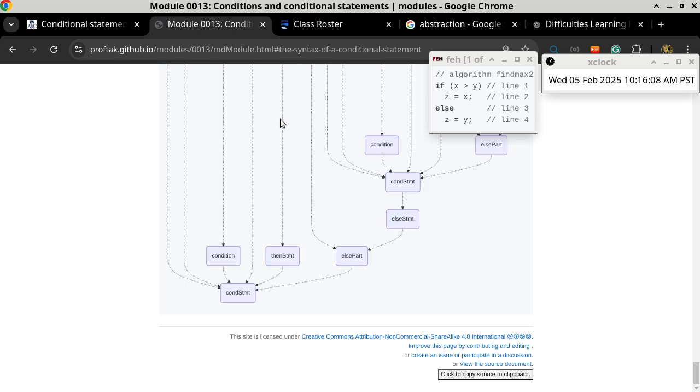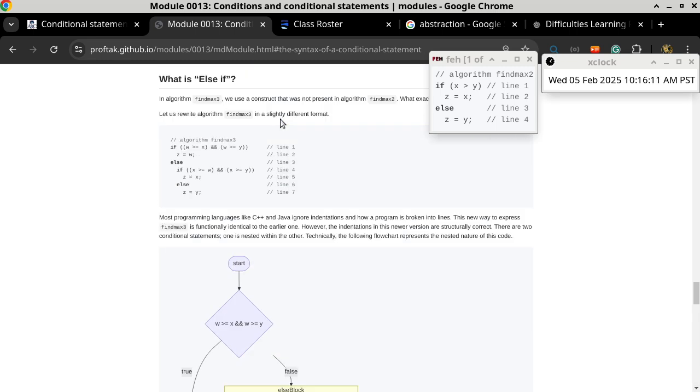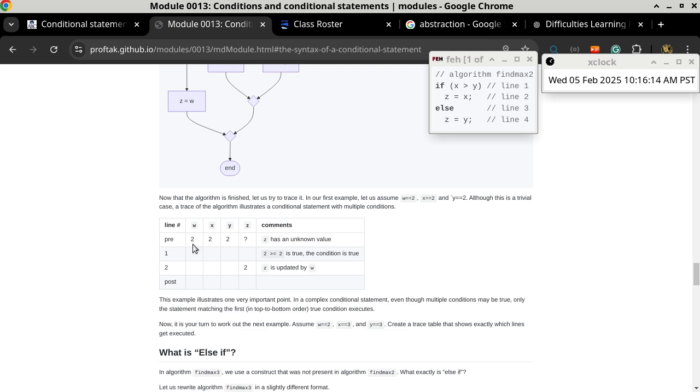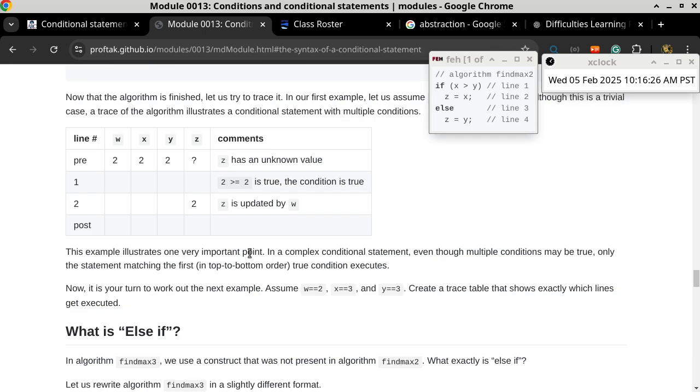An example is already in the module itself. This is a trace table for the case when all three variables have exactly the same value. The important part is that you have to state the precondition. What are the values in variables w, x, and y? z is going to be unknown because we're going to use it to store the maximum. Then for line one, you have to indicate the flow. When line one executes, you have to tell me the result of executing line one.